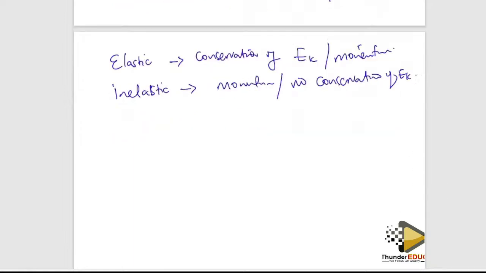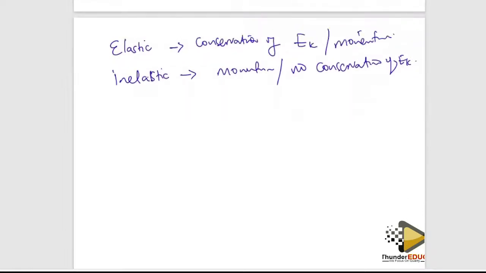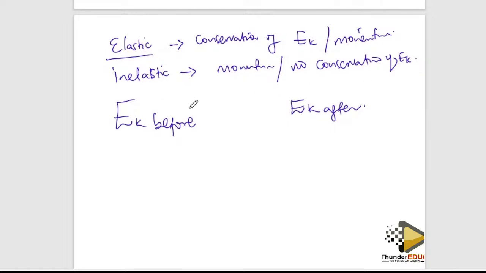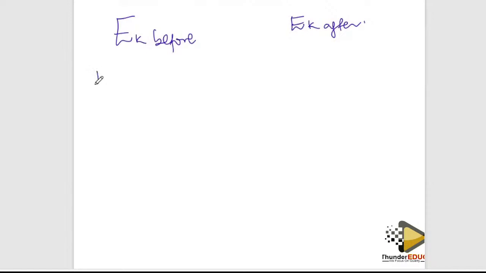So let's see. I'm going to look for the EK before, and then I'm going to look for the EK after. So if the EK before is the same as the EK after, then it will be elastic. If the EK before is not the same as the EK after, then it's going to be inelastic. Okay, so that's going to be a half. Let me just break it down here a bit.